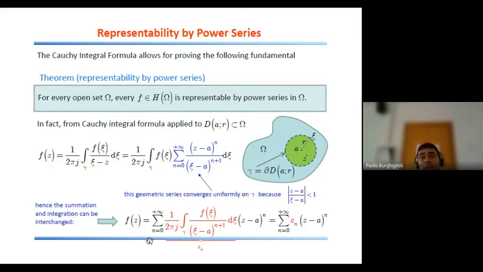Okay? Why is this a fundamental result? Because we observed in the first lesson that if a function is representable by power series, then it admits an infinite number of derivatives. Each of those derivatives is also representable by a power series, and in addition, that power series is the Taylor series of its sum. So the coefficients of a power series are related to the derivatives of the sum.